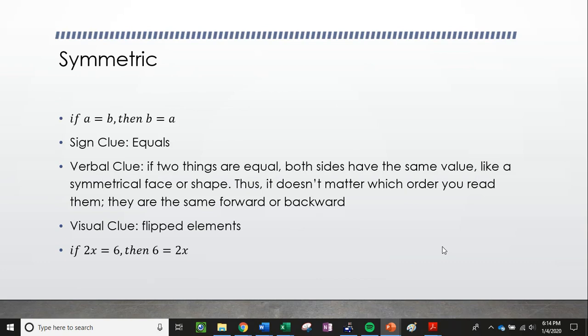Okay, the symmetric properties. Really, the sign clue that you are looking for here is an equal sign. If A equals B, then B also equals A. If two things are equal, both sides have the same value, like a symmetrical face or a symmetrical shape. It doesn't matter which order you read them, they are the same forwards or backwards. So if your visual clue is flipped elements, really with no operation, then you are looking at the symmetric property. So 2x equals 6, that can also be read 6 equals 2x, and that's an example of a symmetric property.